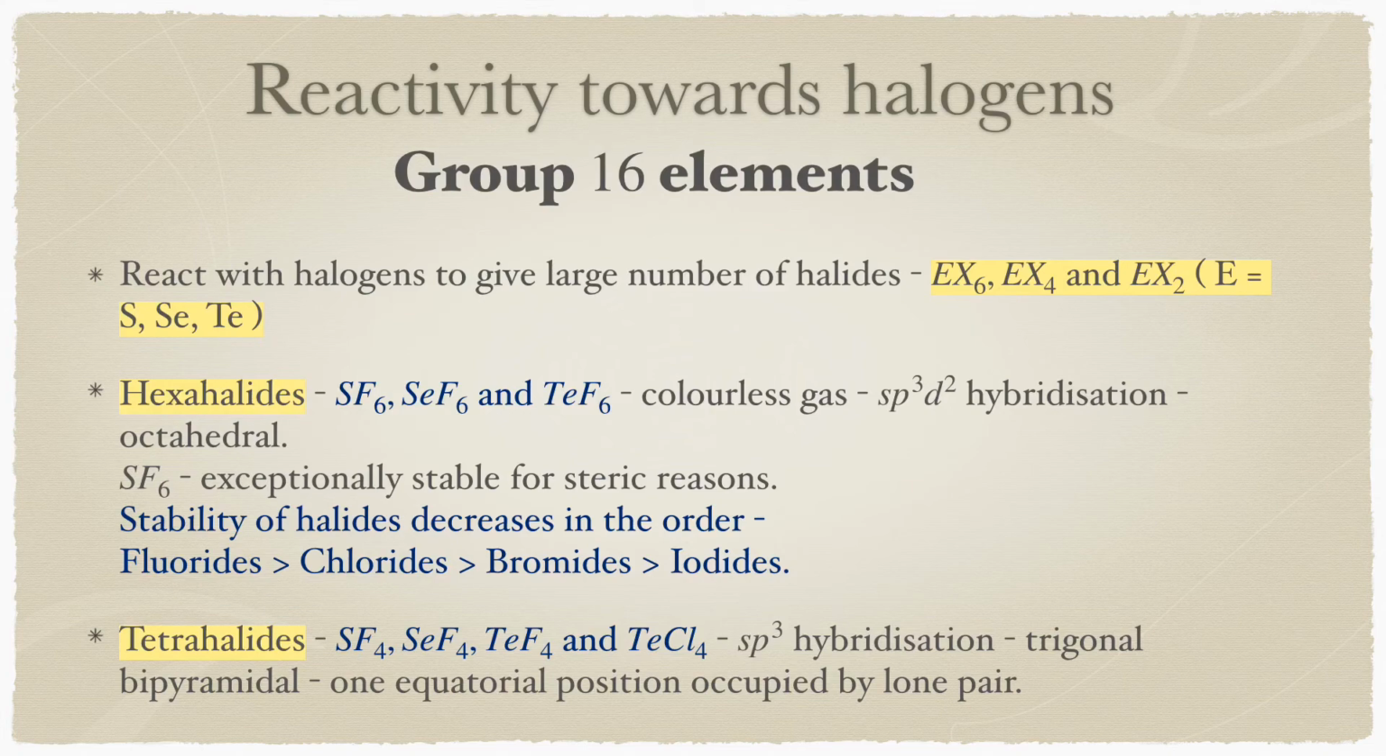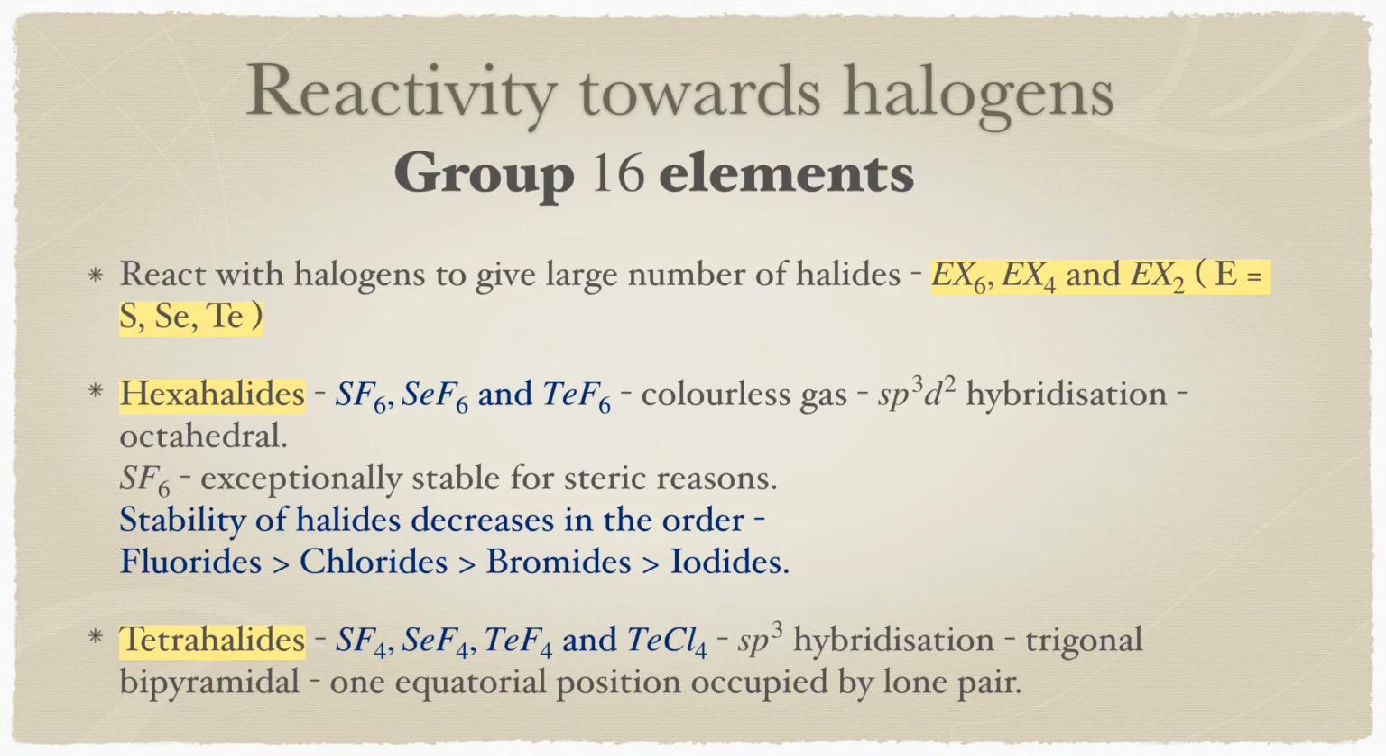The stability of halides decreases in the order: fluorides are more stable as compared to chlorides, then bromides and iodides. That means fluorides are the most stable and iodides are the least stable halides. Next one, tetrahalides.